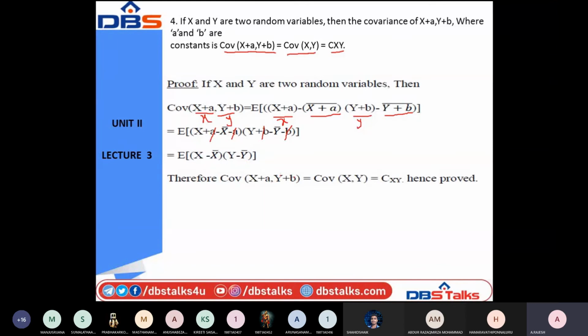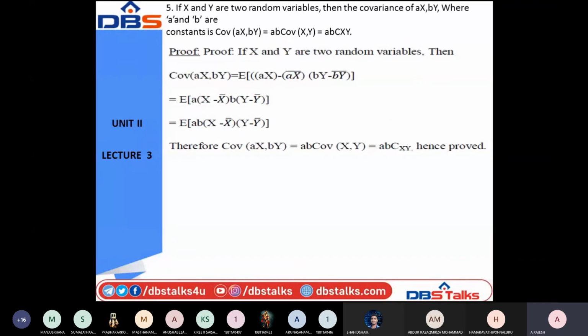Hence we have proved, which will be equal to C of XY. So we need to prove that, right? Covariance of X plus a comma Y plus b is equal to covariance of XY, that is equal to Cxy. Okay, coming to the next one.